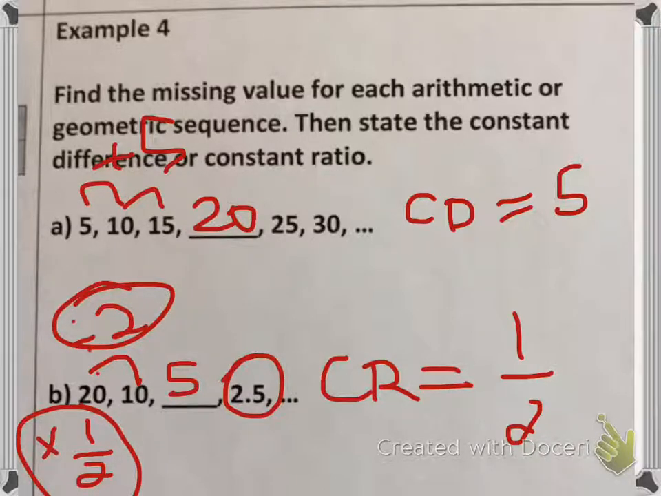So again, how do I figure that out if I don't know? I take the 10 and I divide it by the 20. Or I take the 5 and I divide it by the 10, and it will give me that common ratio, how I get from one number to the next one.